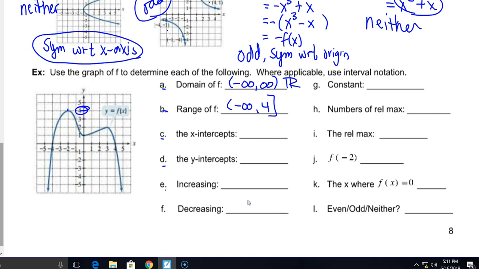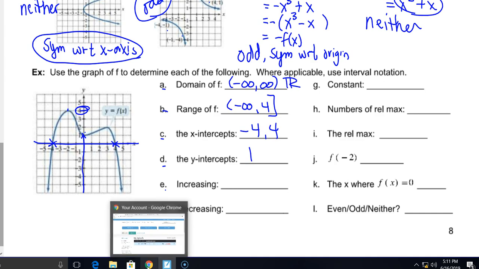Now, are there x-intercepts? Go along my x-axis. Bam, there's one, here's another. So therefore, negative 4 and 4. I have multiple ones. And do I have any y-intercepts along the y-axis? Bam, there's a y-intercept, which is at y equaling 1.